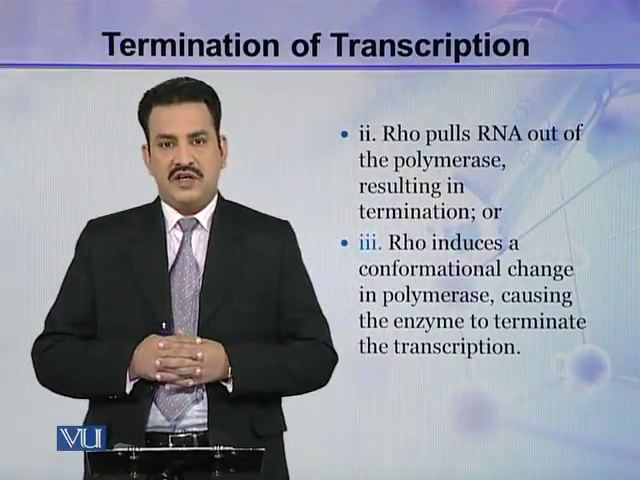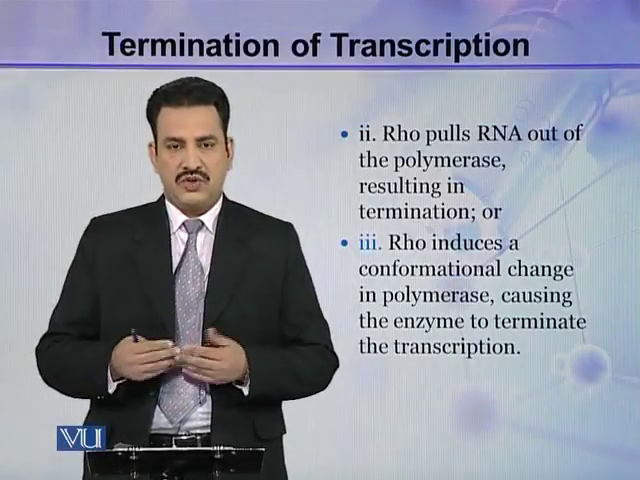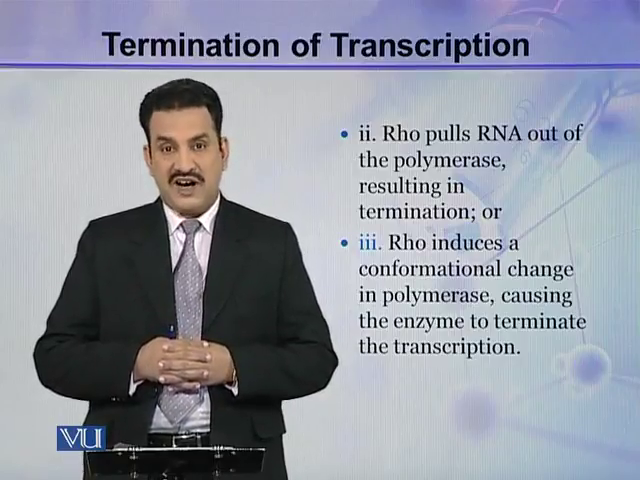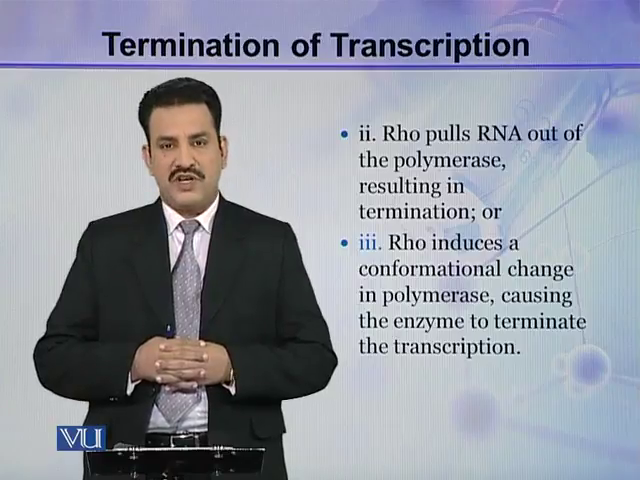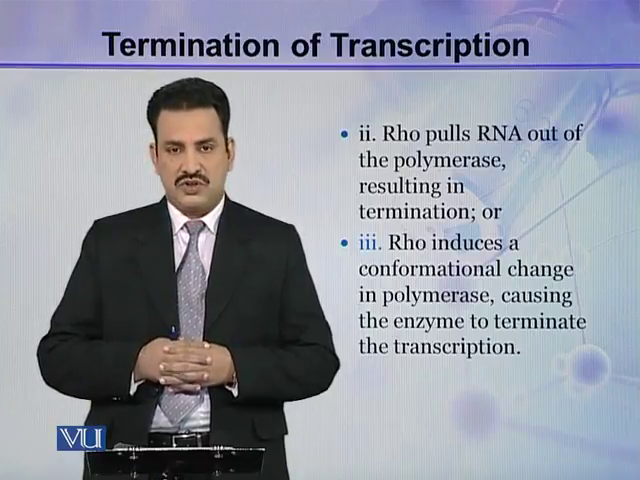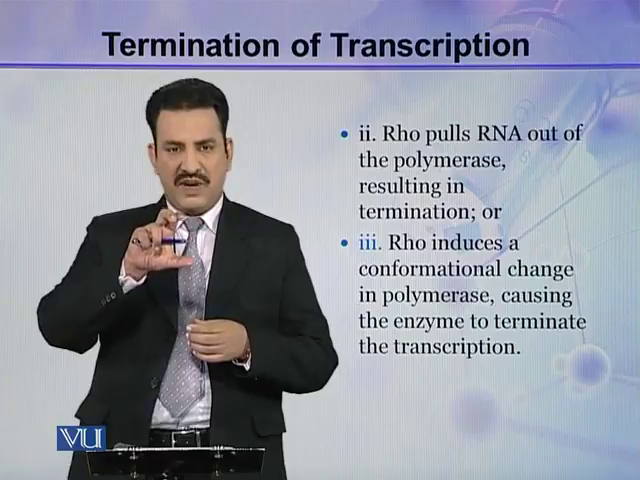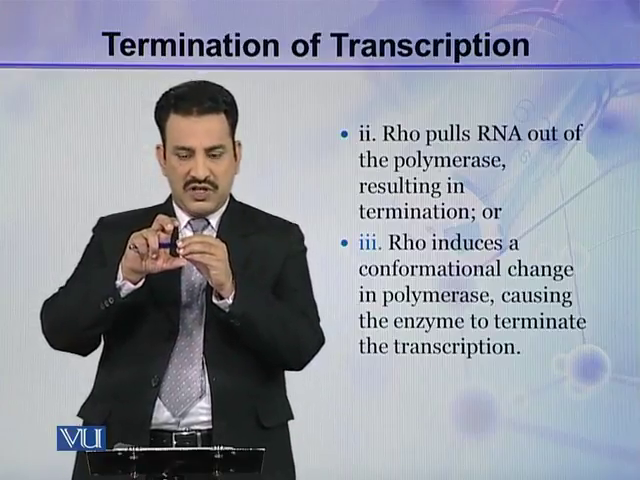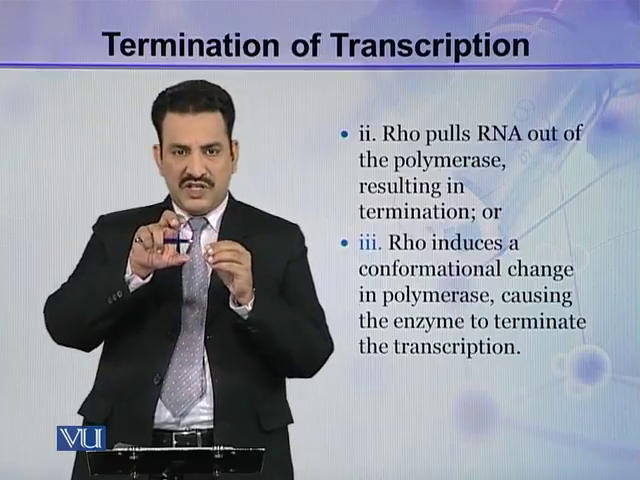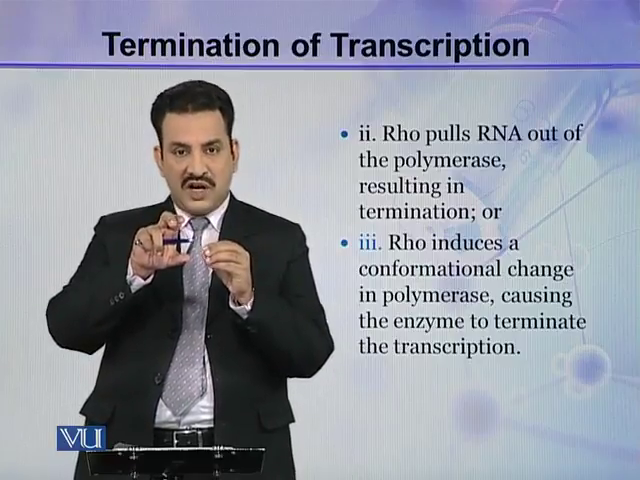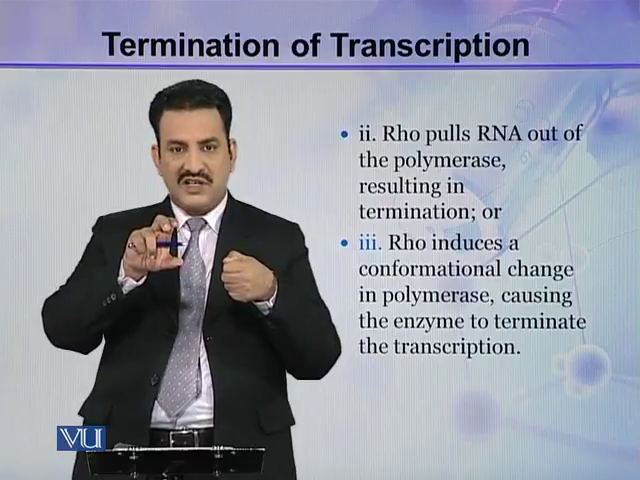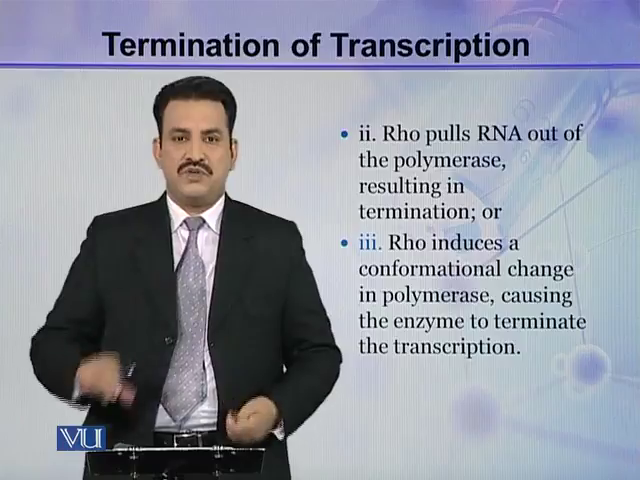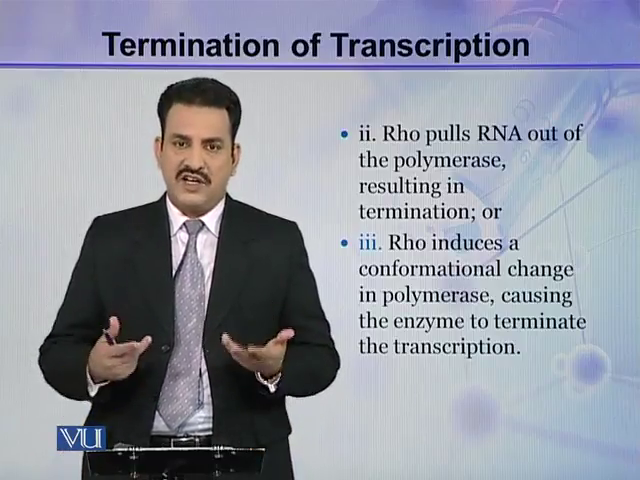So the second explanation regarding the action of this Rho describes that Rho pulls RNA out of the polymerase, resulting in termination. So this is the complex, and the RNA transcript is exiting this polymerase, this complex. So this Rho pulls this RNA out of this complex. So in this way, the transcription stops. This is the second explanation.